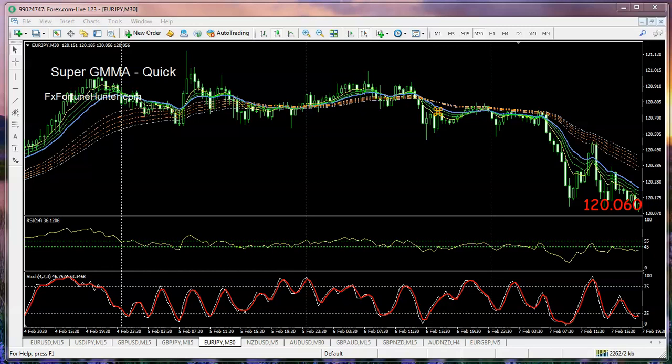I want to show you in this video how our Metatrader template, Super GMMA Quick, can really help you survive with that small Forex account. You'll be trading with the trend. We're going to review the entire week's worth of entries on a 30-minute chart, so hold on to your hat. We'll get started right after this.